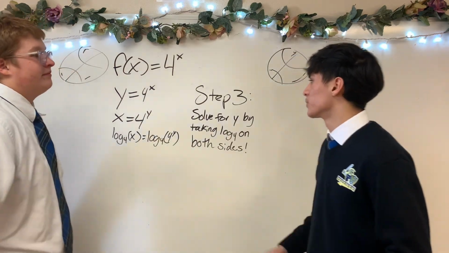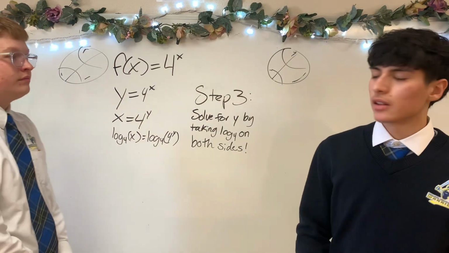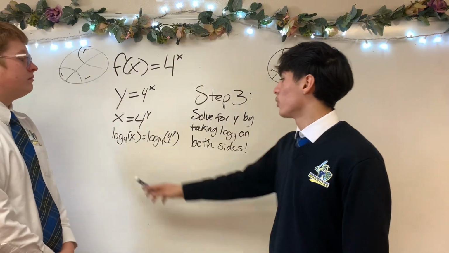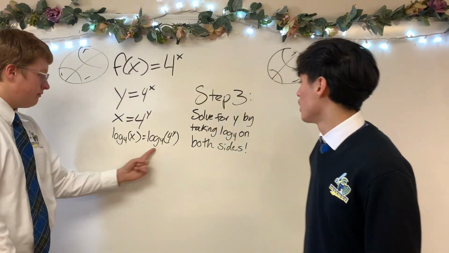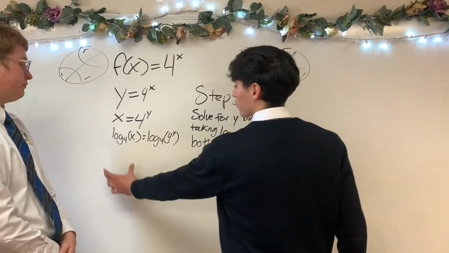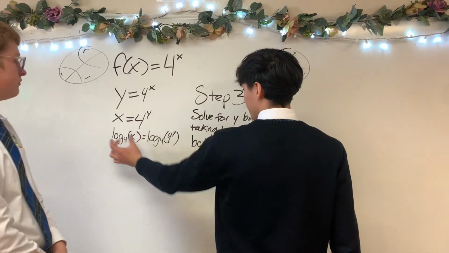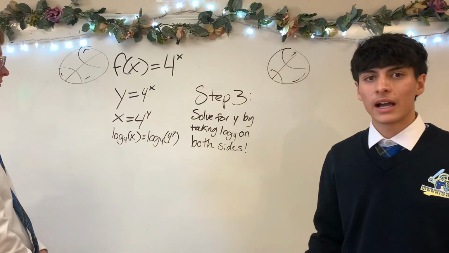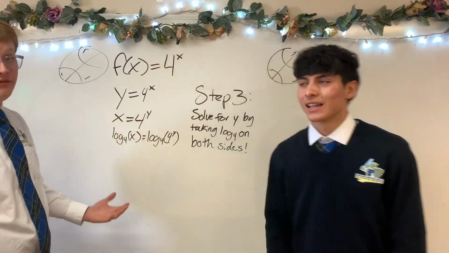Step three. This is where we start adding the log in. Solve for y by taking the log base 4 on both sides. So we have log 4 here times the x, and then log 4 here times the 4 to the y. That's simple, and then you'll see how this all comes into play. Like a free throw.